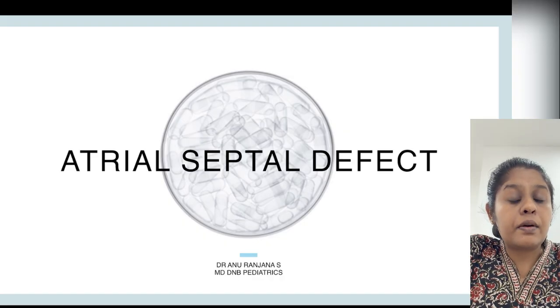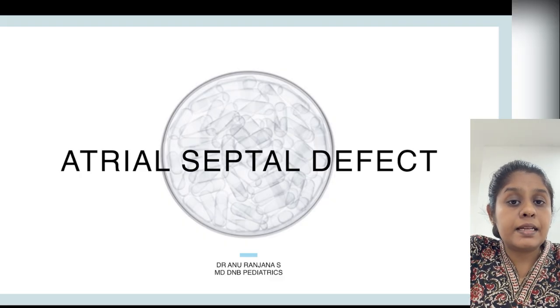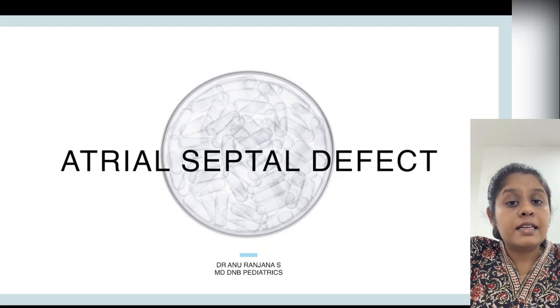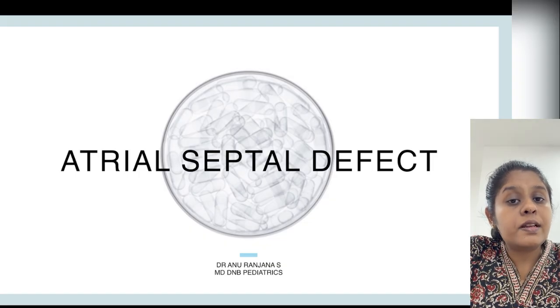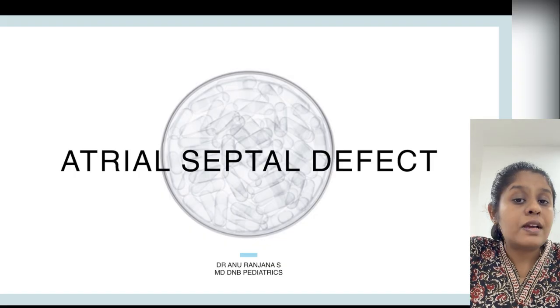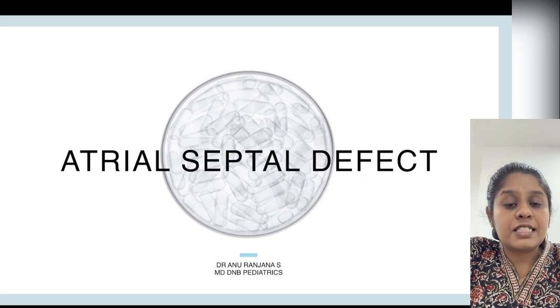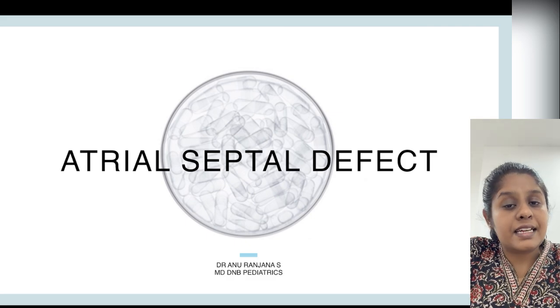This is a very important acyanotic congenital heart disease that we encounter in our day-to-day practice in the pediatric OPDs, and this is most often an incidentally detected heart disease. So parents, when they come to know that their child has a heart disease, are really concerned. So in this module, we'll be learning about the clinical manifestation, the pathogenesis, the management and prognosis of acyanotic congenital heart disease in children. So let's get started.